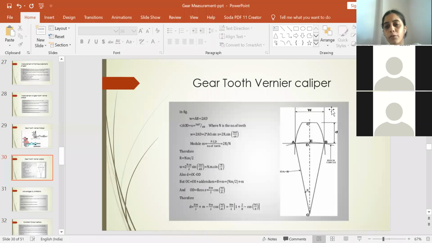This will provide the width, and this entire thing will be represented by the letter W, and this will be represented by the letter small d. This is the top of the tooth and this is the pitch line or the pitch circle. In the figure you can observe W is equal to AB. This entire distance, the width of the tooth thickness, is from point A to B. The thickness of the tooth here is measured by the terminology W. So W will be equal to AB.